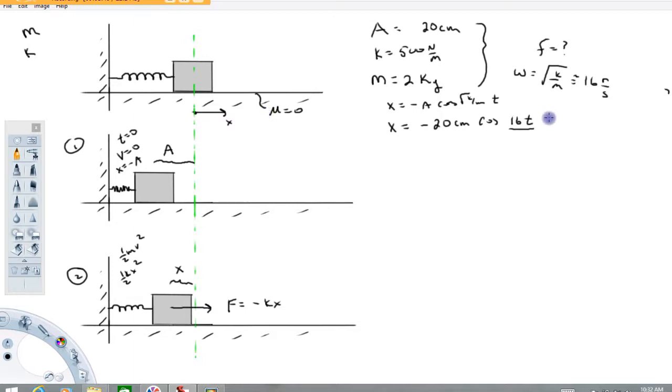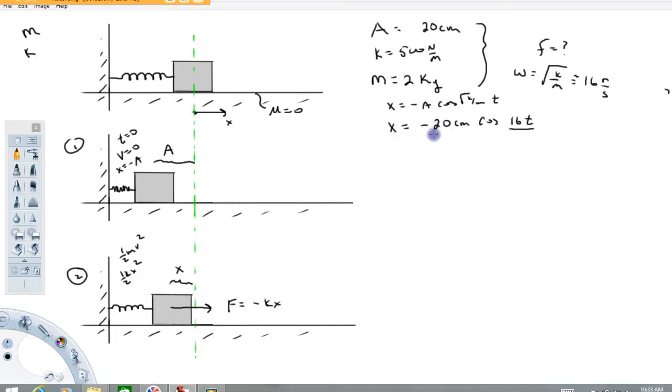Then the question is, what do we do with this guy? Well, one of the things we want to be able to get out of this is the frequency of the system. That's always a very important thing for an oscillating system. So after watching this video, hopefully you'll know how to do that. And then second, what do we do with this guy?